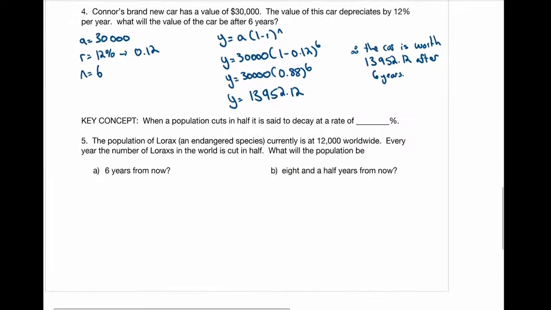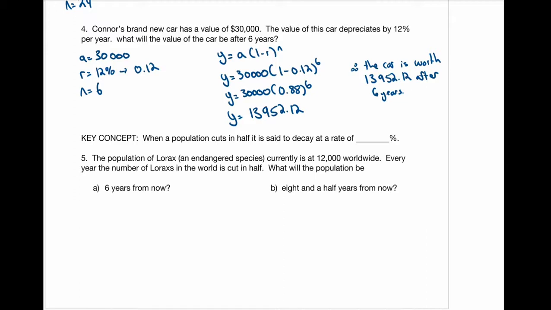So just looking at another concept, when a population cuts in half, or if we decrease by half, it is said to decay at a rate of 50%. So if our population is getting cut in half, it decays at a rate of 50%.